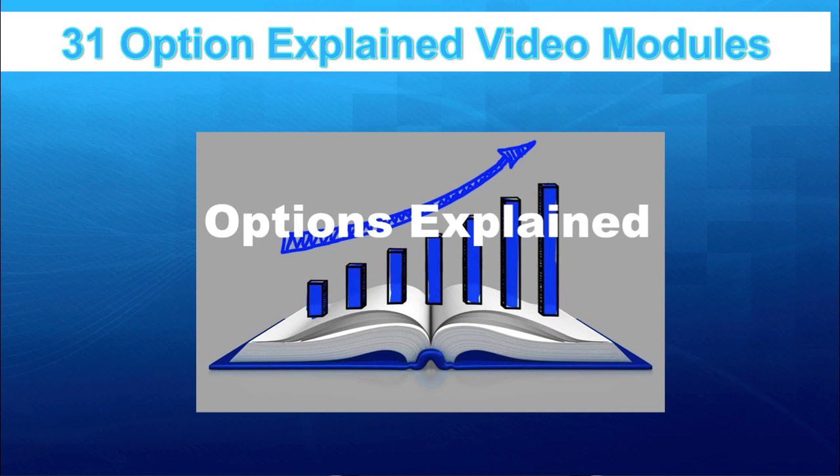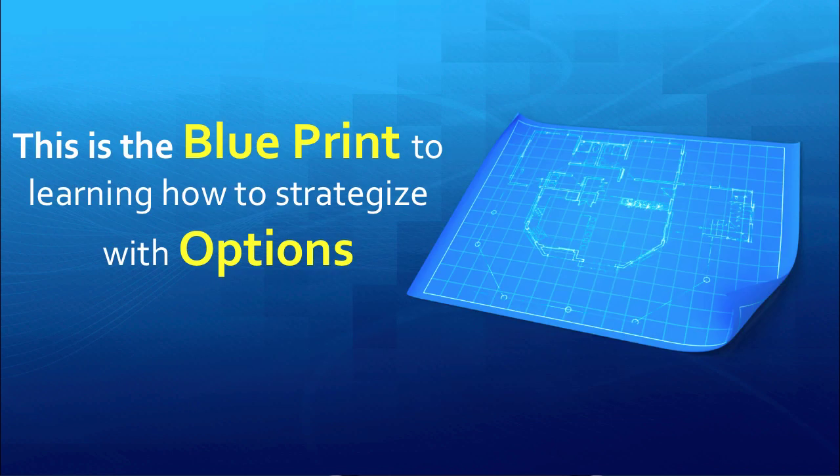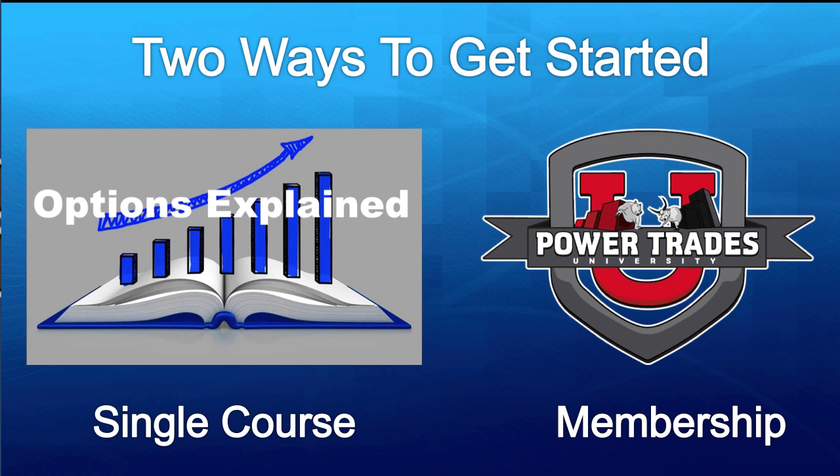31 options explained video modules total, right? This is literally the blueprint to learning how to strategize with options. Now, what we don't cover is iron condors and some stuff, wingless butterflies, all that stuff. But if you're looking for 12 solid option strategies that we outline, this is literally the blueprint to how to strategize with options.